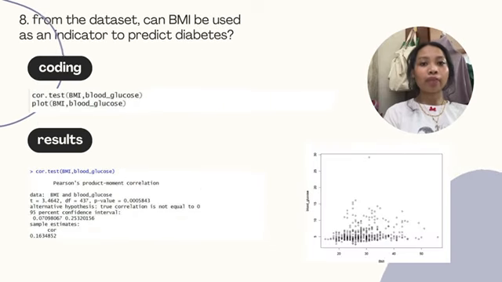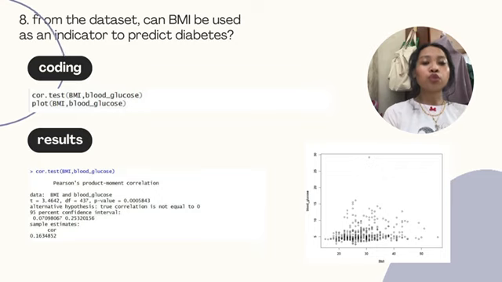For question 8, can BMI be used as an indicator to predict diabetes based on the dataset? To determine this, we have to get the correlation between blood glucose and BMI. Use the cor.test command between BMI and blood glucose and plot the graph by using the plot command, where the variables are BMI and blood glucose.